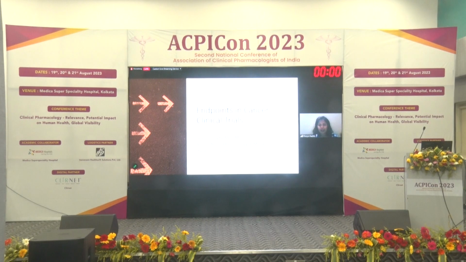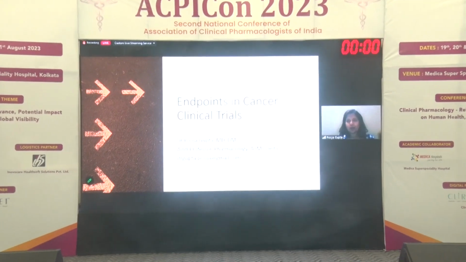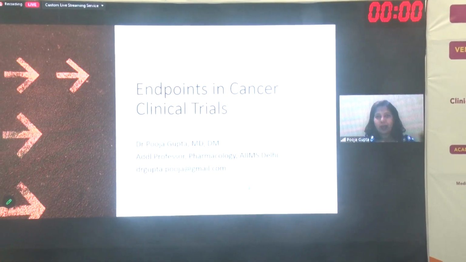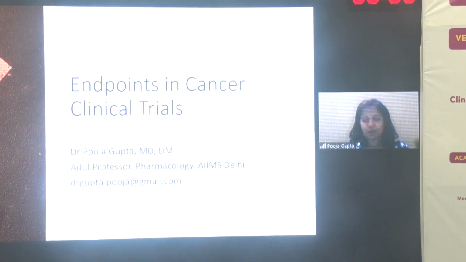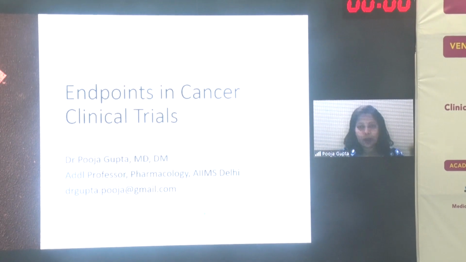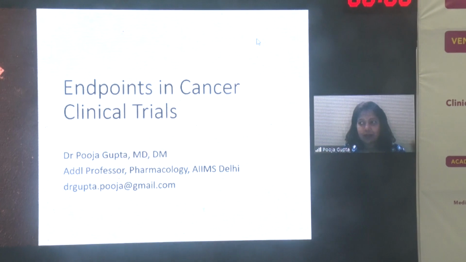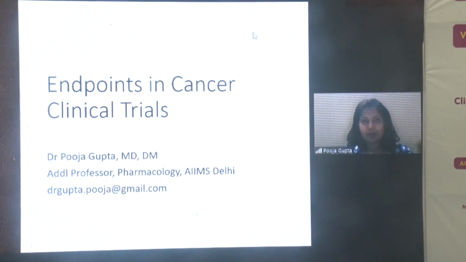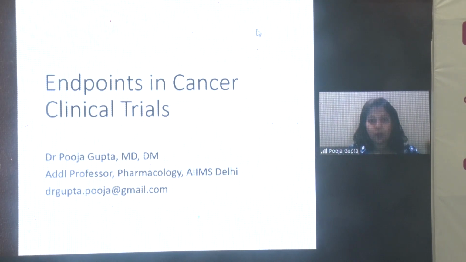I'm going to talk about endpoints in cancer clinical trials. Endpoints, when we talk about diabetes or stroke or epilepsy, are very well defined, and you don't need to apply too much of your mind to what endpoint is to be selected. But the game changes when it comes to cancer. Here, there are several types of endpoints that can be selected, and it depends on what drug is being considered and what cancer is being studied.